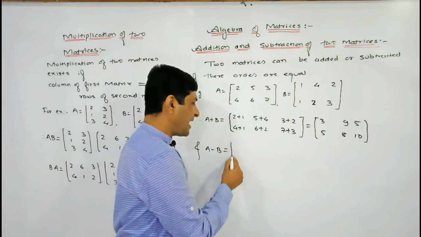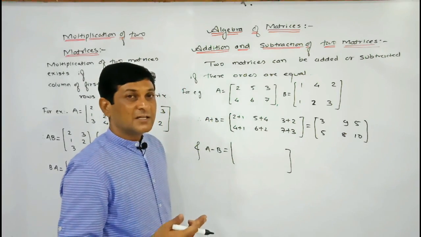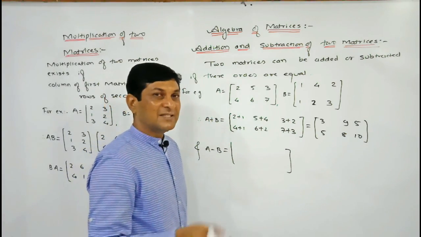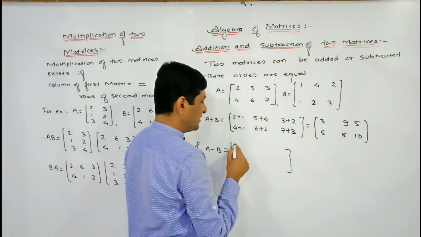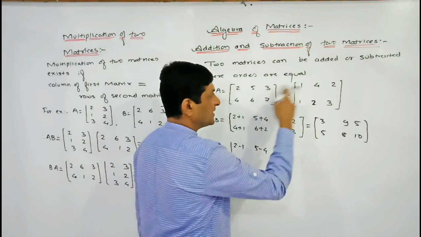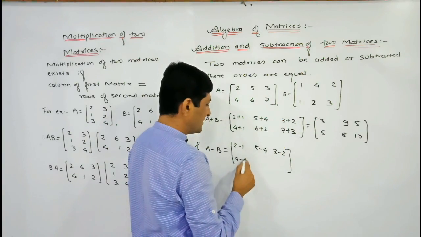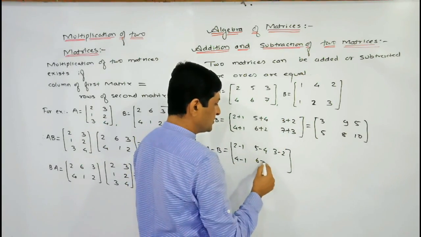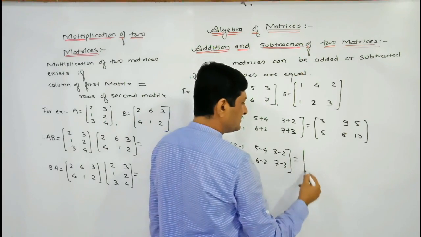The same method we apply to find the subtraction of two matrices. Here while taking subtraction, take the subtraction of corresponding elements. So 2 minus 1, here 5 minus 4, then 3 minus 2, here 4 minus 1, then 6 minus 2, and lastly 7 minus 3. The remaining part is just simplification.